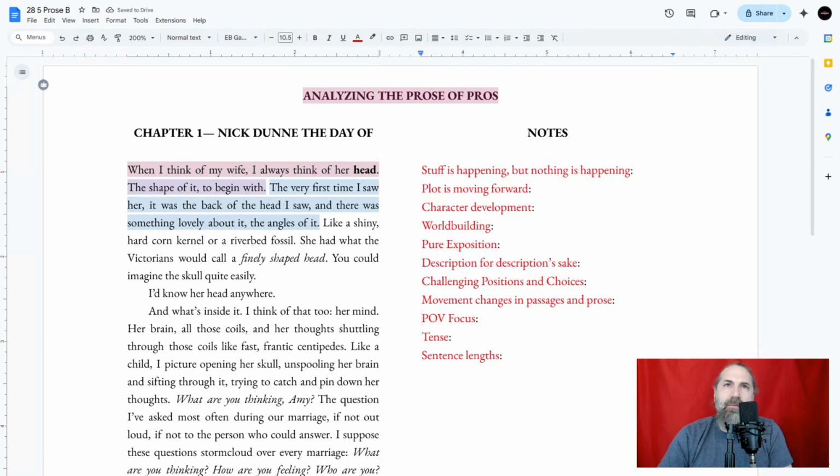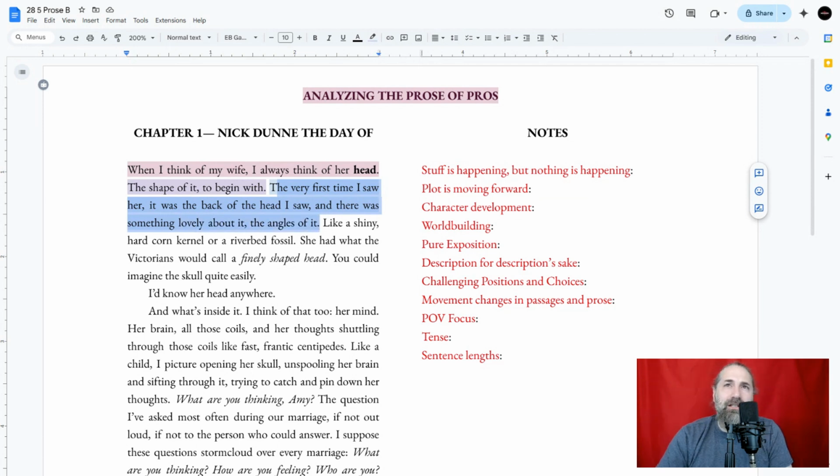The very first time I saw her, it was the back of the head I saw. And there was something lovely about it, the angles of it. So when I think of my wife, I always think of her head. Now we have to inform that the shape of it. That's what he thinks about. Why does he think about the shape of it? Well, because the very first time I saw her, it was the back of her head I saw, and there was something lovely about it, the angles of it.